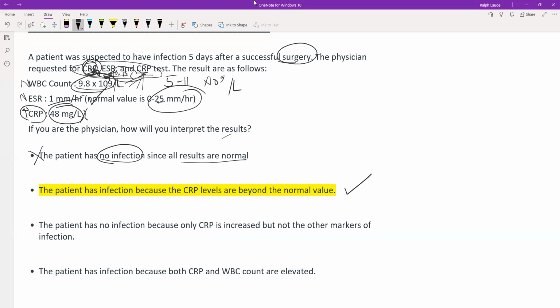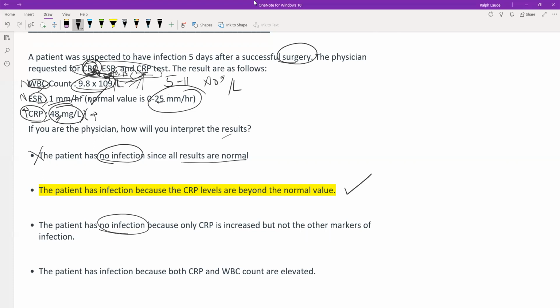Remember, CRP is a sensitive test for inflammation because of its rapid increase during infection and rapid decline if the infection is gone. So you cannot say that there is no infection because CRP is increased. Although WBC is normal, remember, CRP is already increased even if WBC is still normal. And actually, ESR is the slowest.